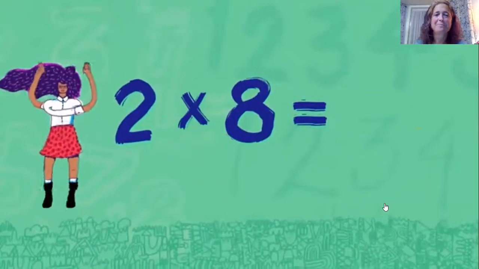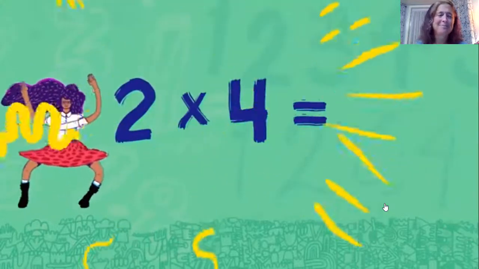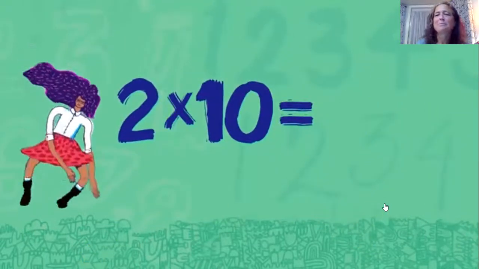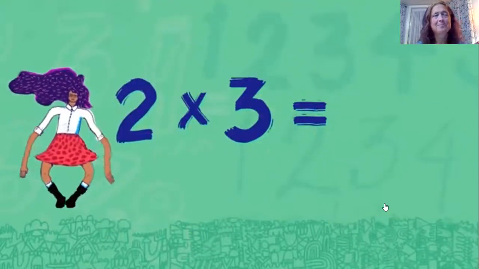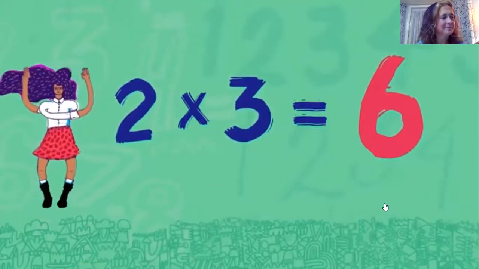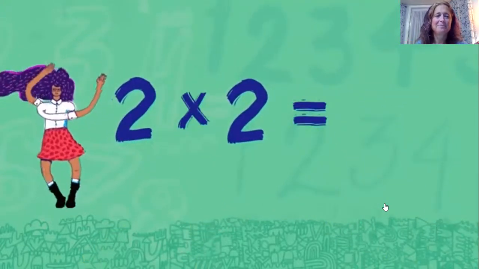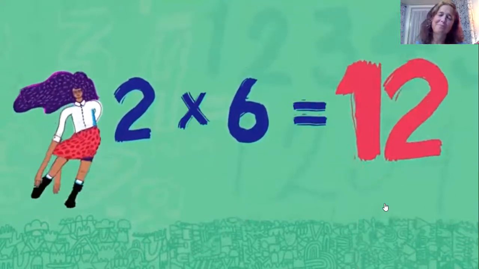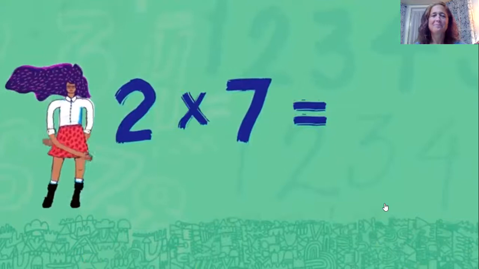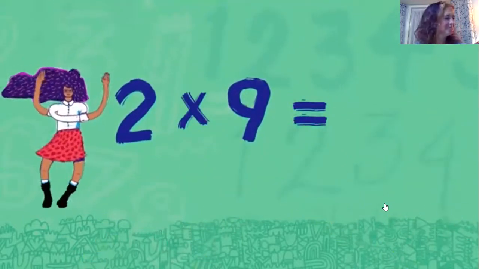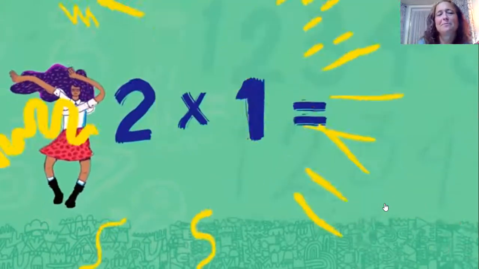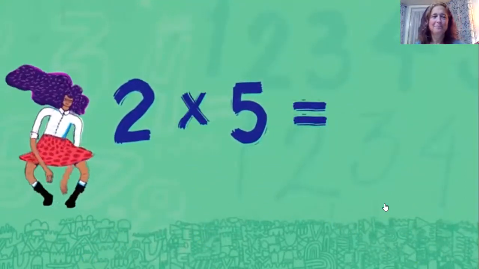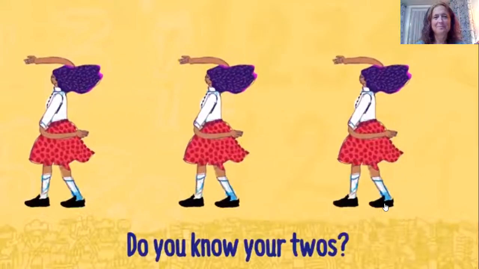2 times 8 is 16. And 2 times 4 is 8. 2 times 10 is 20. 2 times 3 is 6. 2 times 2 is 4. 2 times 6 is 12. 2 times 7 is 14. 2 times 9 is 18. 2 times 1 is 2. 2 times 5 is 10. Do you know your 2's?